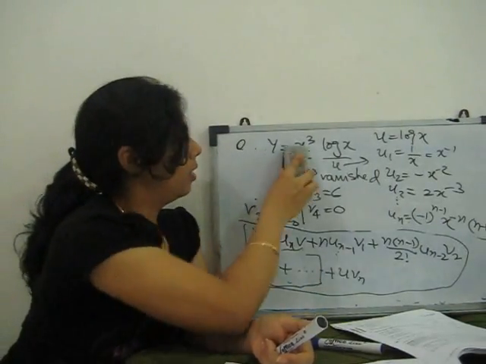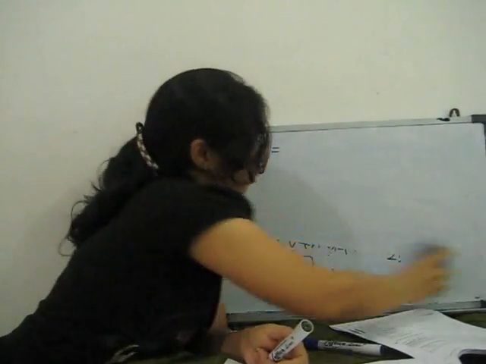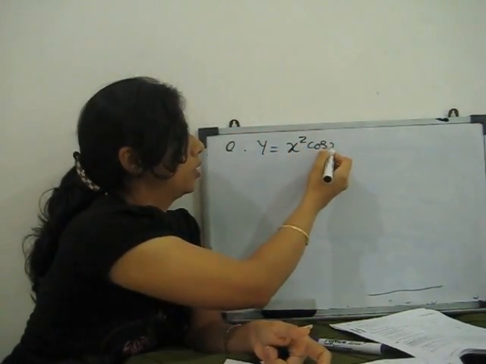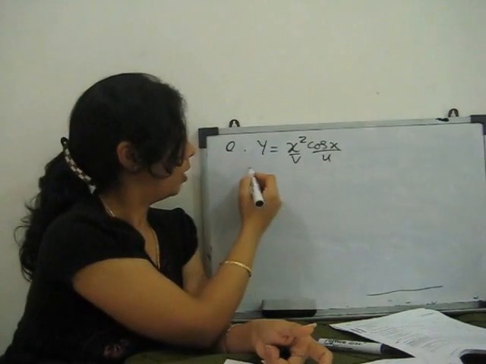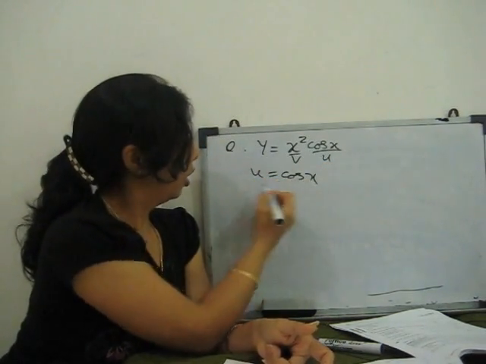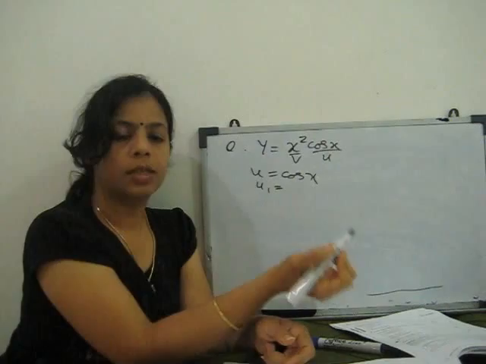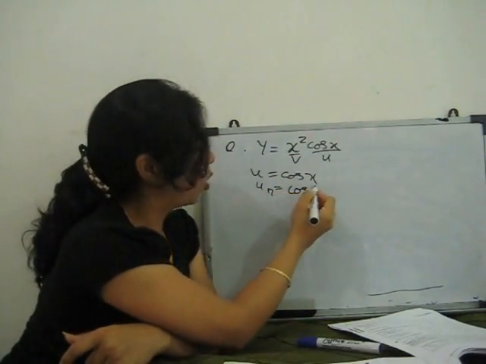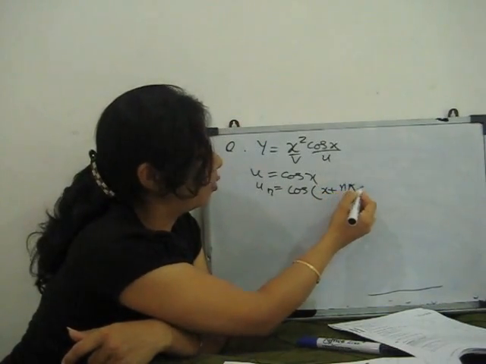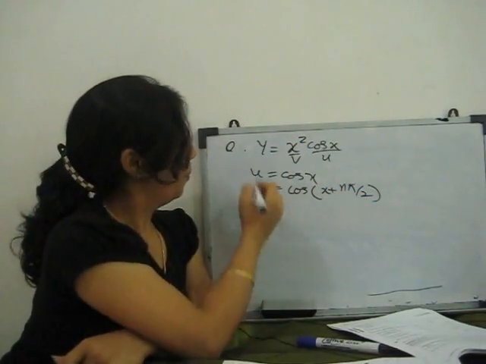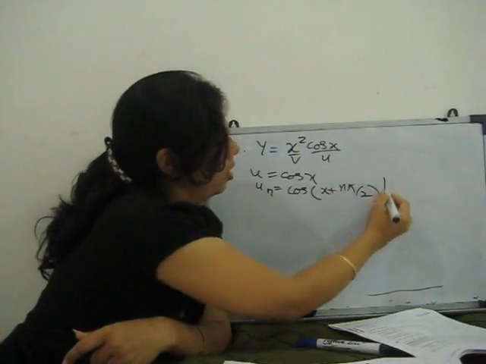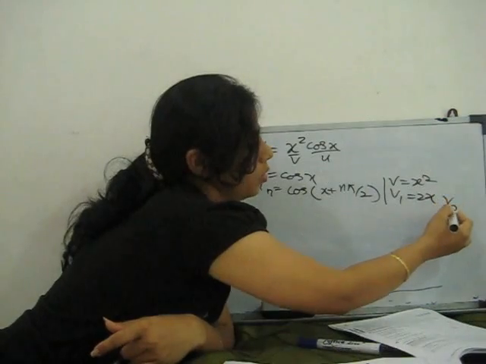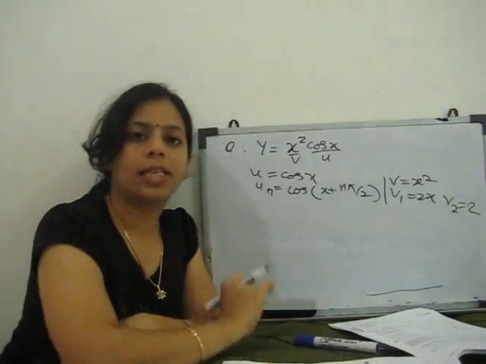One more example: y is equal to x square cos x. Same way, this is v and this is u. If u is equal to cos x, what is u1? u1 is minus sin x, so directly un is cos of x plus n pi by 2, as I previously also showed. And v is x square, so v1 is 2x, v2 is 2, and all others are 0.